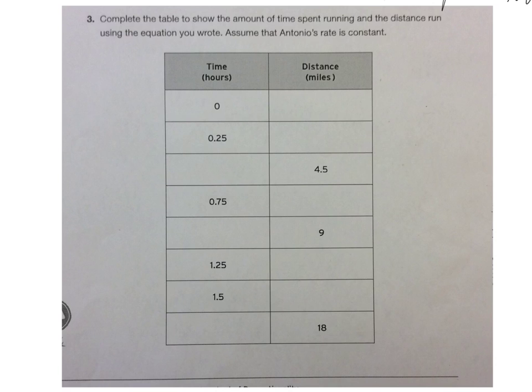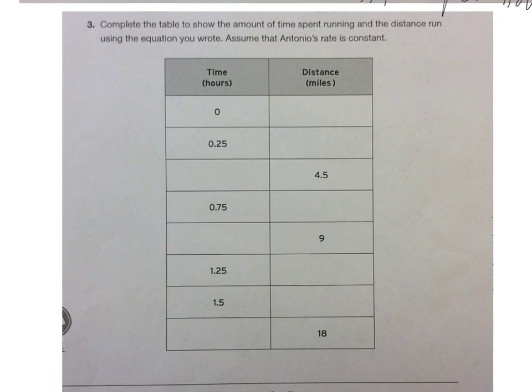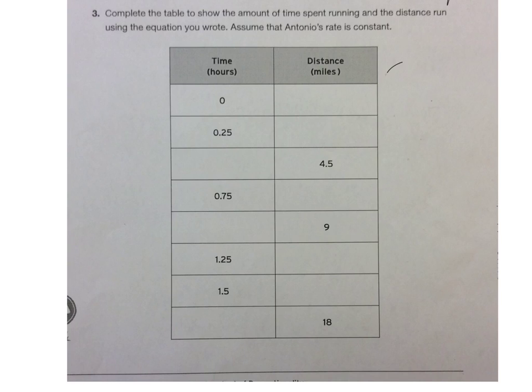So now you'd want to complete the table to show the amount of time spent running and the distance run using the equation we wrote. So we assume that his rate is constant. So again, we have distance equals 9 times t. So in this case, you'll plug in t, you'll get your distance. And I can tell you real quick, this is going to be 0. And then you're at 0.25 times 9. So you have to figure these out. I'm going to pause the video, figure them out, and fill it in. You should pause the video too, figure these out, and then come back and check to see what I do when I resume.